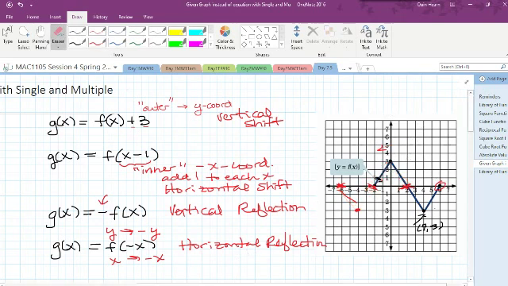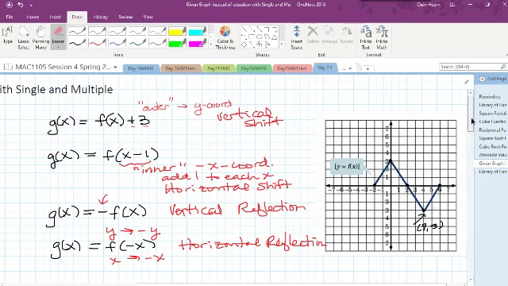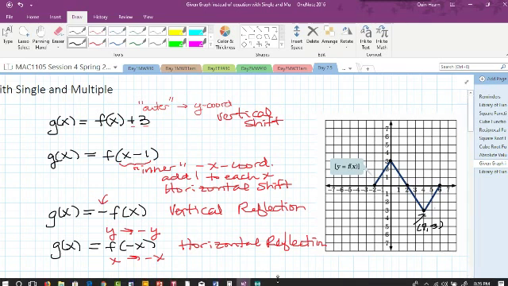And then the last thing that we did was a stretch or compress, which happens when we multiply the function by a value. So let's say I wanted to stretch g of x.